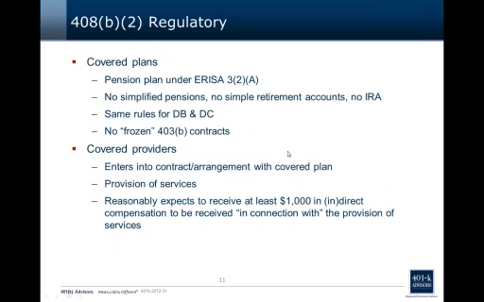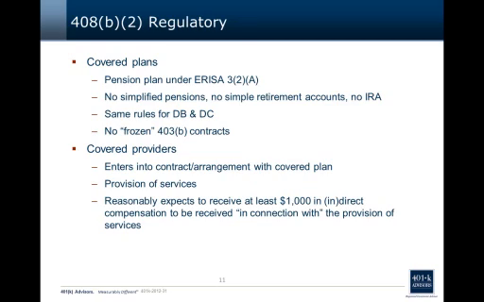Okay, in terms of what falls under these disclosure regulations is any pension plan defined under ERISA 3(2)(A). So it's basically a defined benefit pension plan, a defined contribution, qualified defined contribution savings plan. It doesn't include simplified pensions or simple retirement accounts or IRAs. And the same rules apply for DB and DC plans. There's also a recent exemption that frozen 403(b) contracts are not subject to the new regulations.